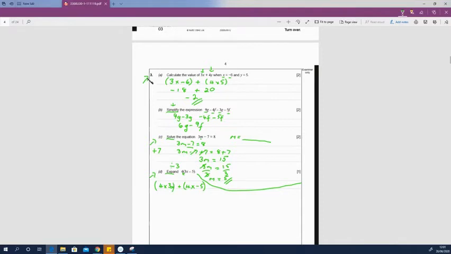Okay, 4 times 3x is 12x. 4 times minus 5 is minus 20. So that's the answer, 12x minus 20.